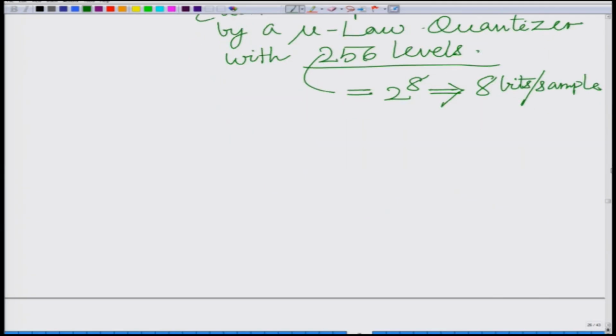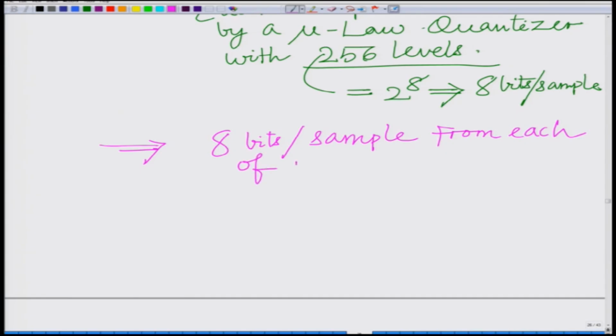Therefore, we have 24 voice signals, right, with an 8 kilohertz sampling rate. So, the net system we have is 8 bits per sample from each of n equal to 24 voice signals, that is your T1 system.